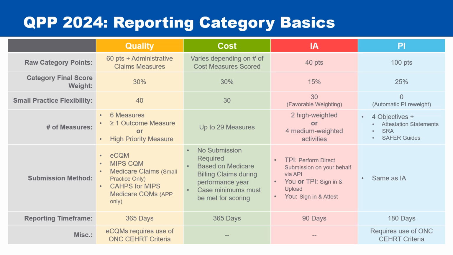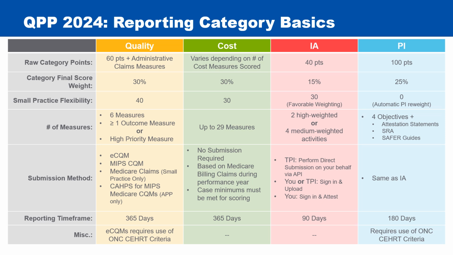You have a variety of submission options that you can choose from. It's EHR reporting and reporting eCQMs. There could be MIPS CQMs if you're reporting through a registry. If you're a small practice, you can report Medicare Part B claims. And if you choose to report CAHPS for MIPS, you would report that as well.